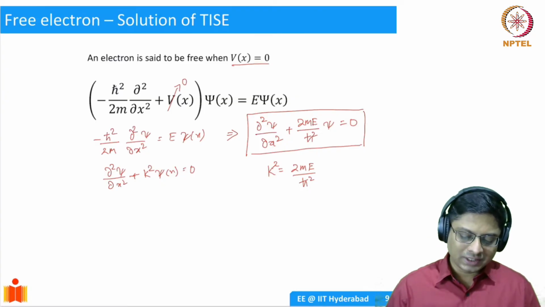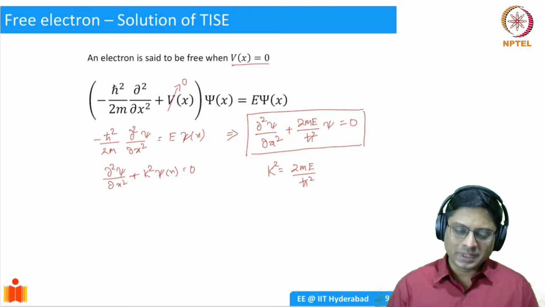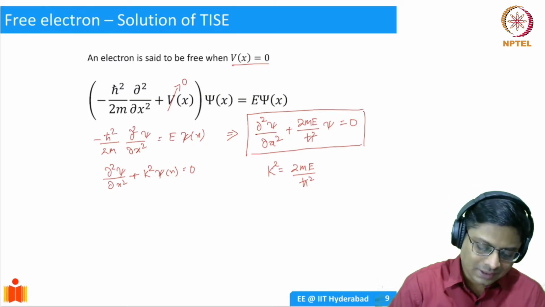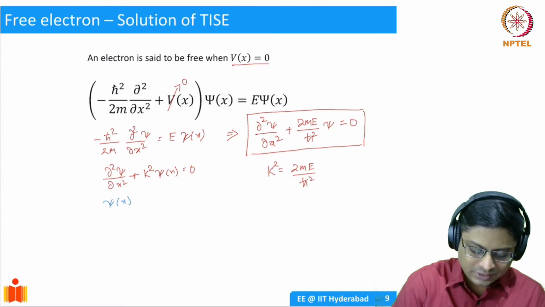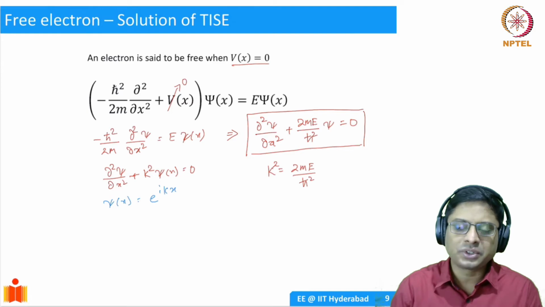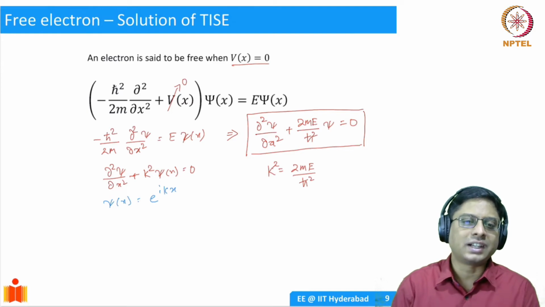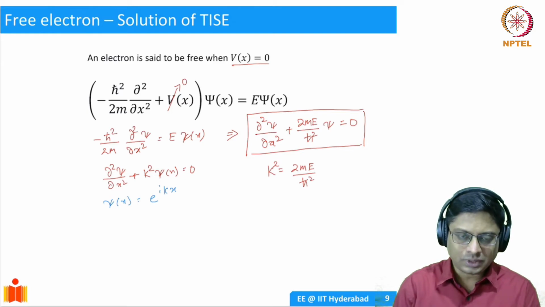To find out what psi is, we have to make some guess. Let's assume that psi of x is equal to exponential ikx. Okay, let's try to substitute and see what happens. Does this psi satisfy the Schrodinger equation? How do we do that?